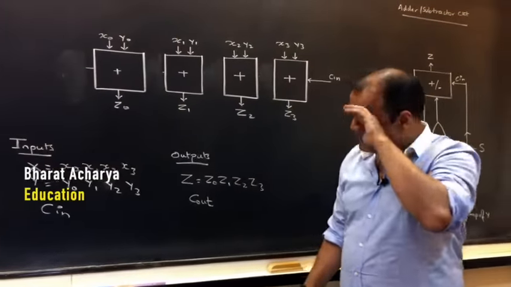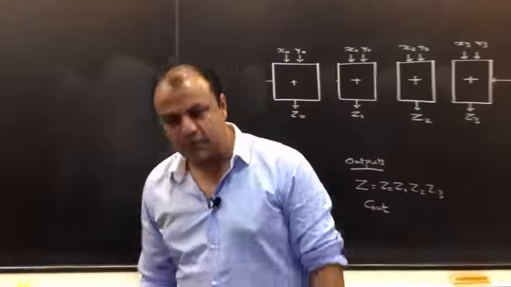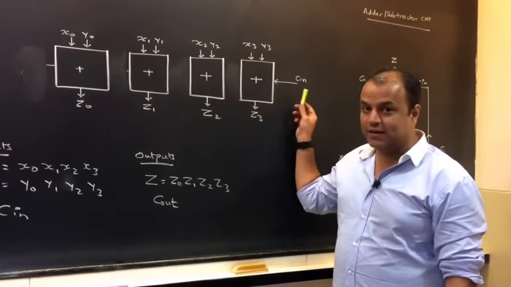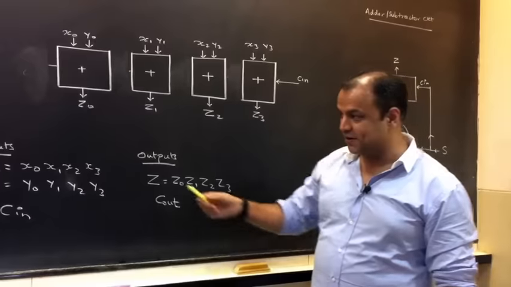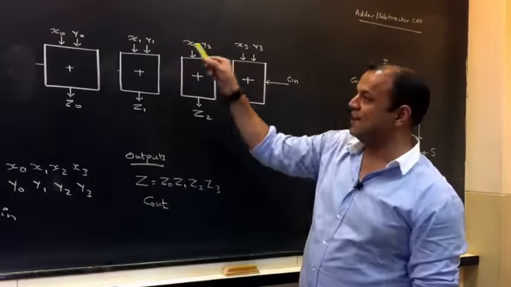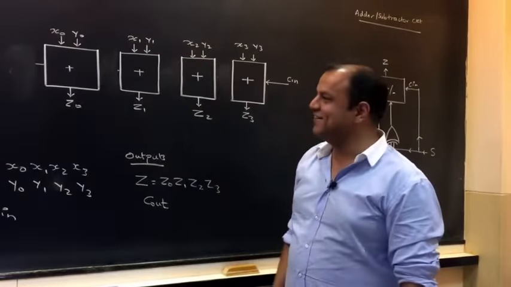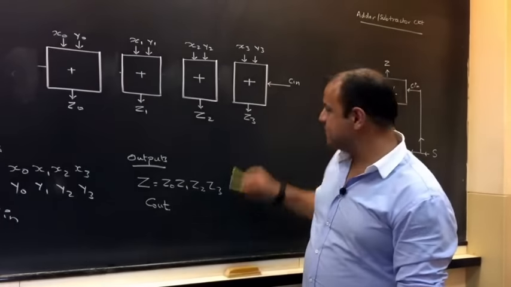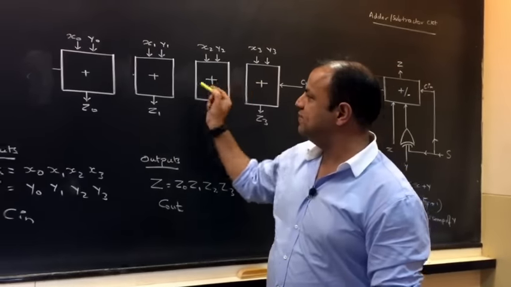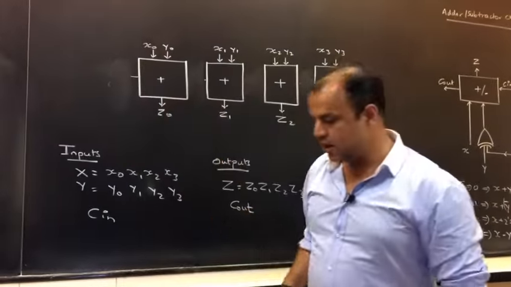Let's see. Look here. What are the carries that we need to predict? The carry that we have is C in, that we don't need to predict, that is an input to the circuit. Remember, X, Y and C in are the inputs. So using all the X's, using all the Y's and using C in, I should be able to predict C3, C2, C1 and C0. How do I do that?